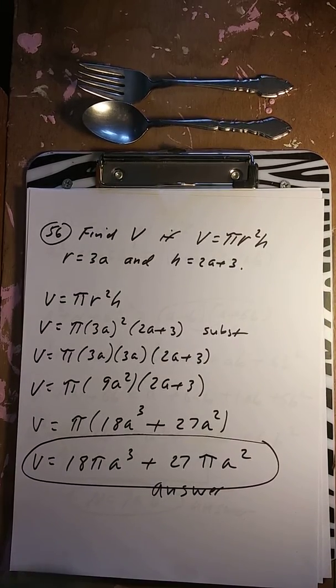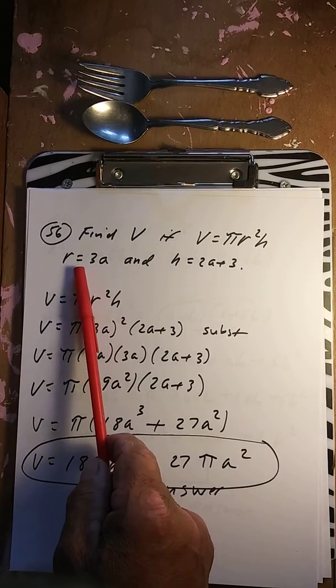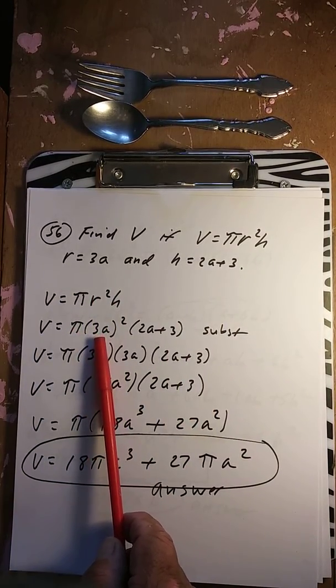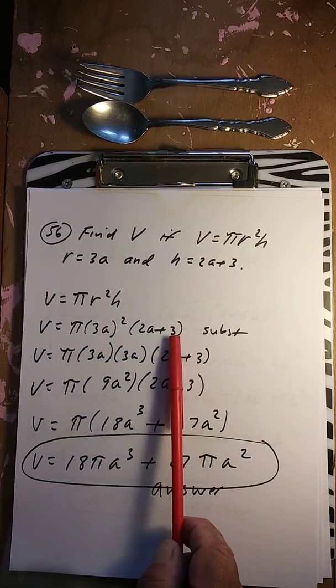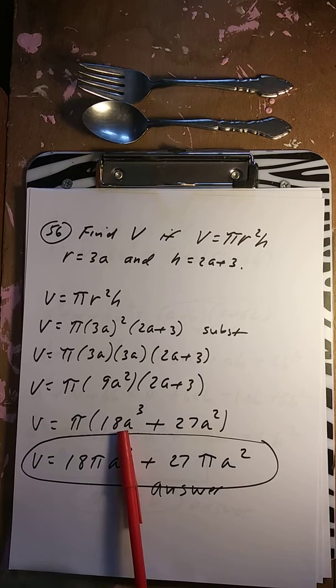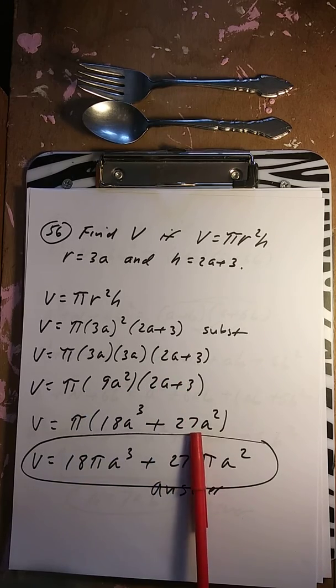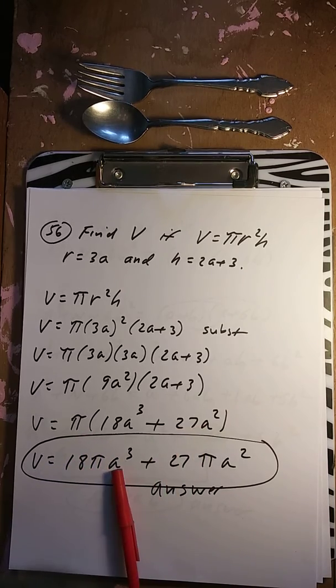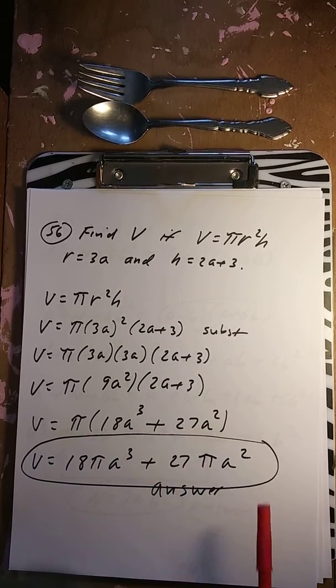Find v if v equals pi r squared h. Just substitute in there. V equals pi 3a squared, 2a plus 3. 3a times 3a is 9a squared. 9a times that is 18a cubed. That times that is 27a squared. Multiply the pi times the first, pi times the second. So it's going to be 18 pi a cubed and 27 pi a squared.